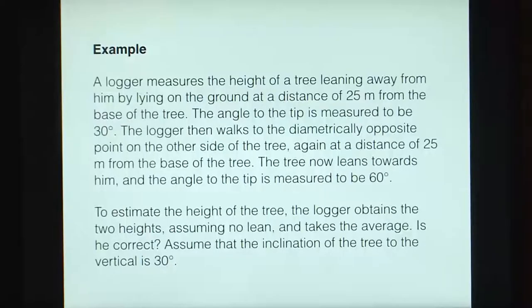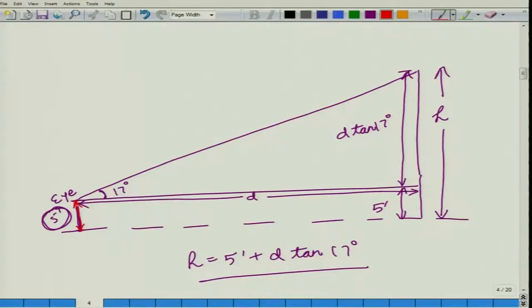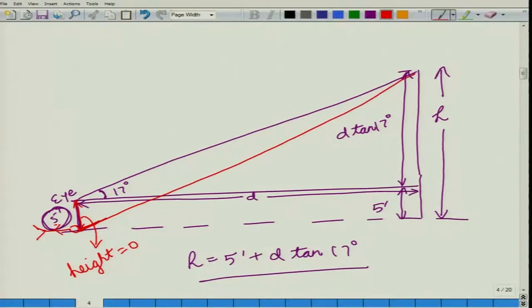So now knowing this, let us look at an example question. A logger measures the height of a tree leaning away from him by lying on the ground. So when we say lying on the ground, then if we look back at the tablet, this eye level, this height is equal to 0, because the observer is lying on the ground and then taking the measurements, so that it's as close to 0 height as possible. So he is measuring this angle.